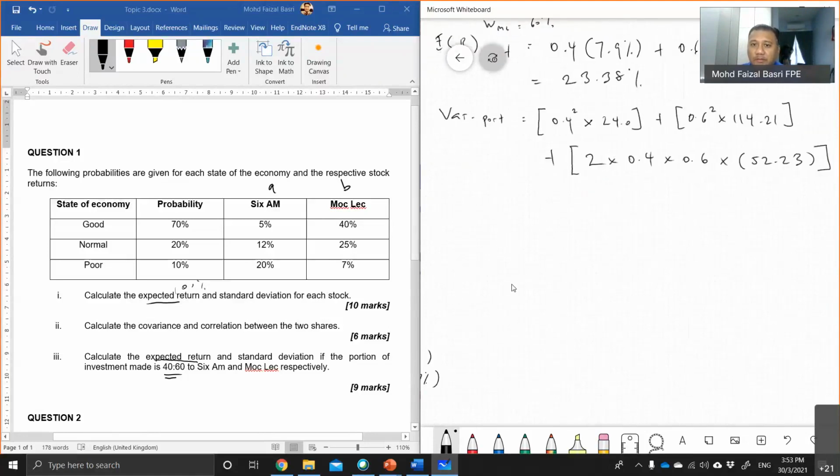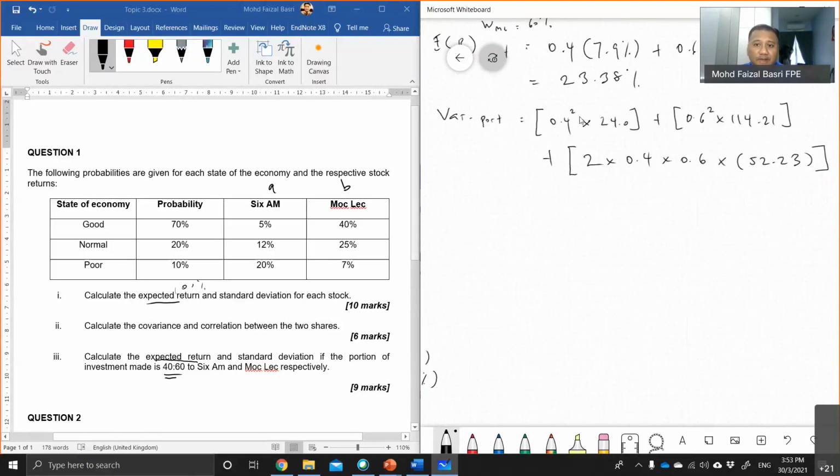So this is the whole formula for variance. Okay, 0.4 squared, so remember square, times 24, plus 0.6 squared, times 114.21, plus 2, times 0.4, times 0.6, times negative 52.23. Okay, for variance again, we shouldn't get a negative variance. It must be positive. If you get this negative, something is wrong with your calculation.